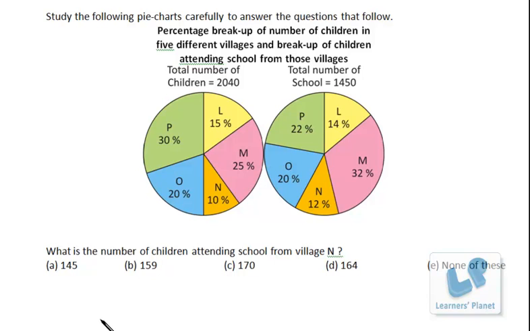Now, what is the number of children attending school from village N? Village N is 12% of 1450. So it's 1450 into 12%. So it's around 180. I think it's 174 or something like that. So it's not there in the options. It's none of these.